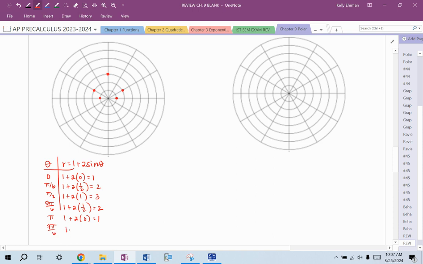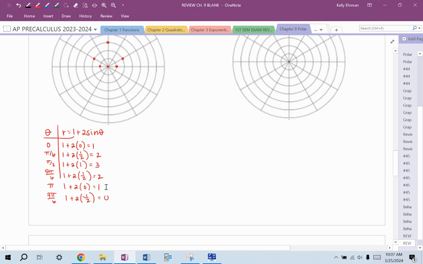So plug in 7 pi over 6. Sine is negative 1/2 there. So 1 minus 1 is 0. Now I'm here, at 7 pi over 6. Now I've got to get to the bottom of the circle, 3 pi over 2. 1 plus 2 times negative 1. 1 minus 2 is negative 1. So face 3 pi over 2, go backwards 1.